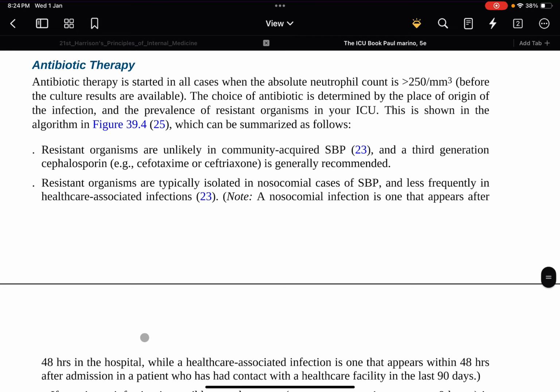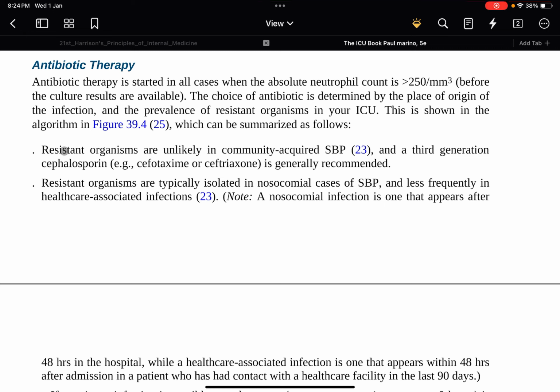Antibiotic therapy. Antibiotic therapy is started in all cases when the absolute neutrophil count is more than 250 per cubic millimeter, before the culture results are available. The choice of antibiotic is determined by the place of origin of the infection and the prevalence of resistant organisms in your ICU. This is shown in the algorithm of figure 39.4, which can be summarized as follows.